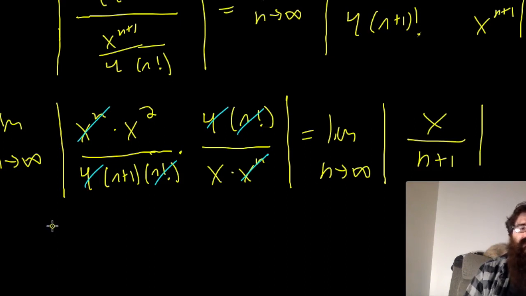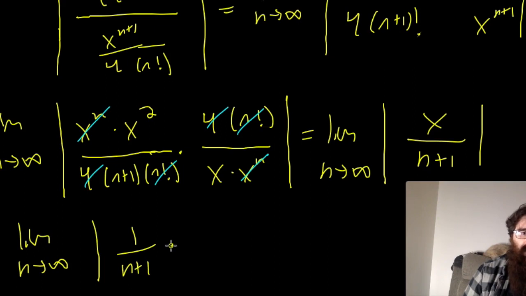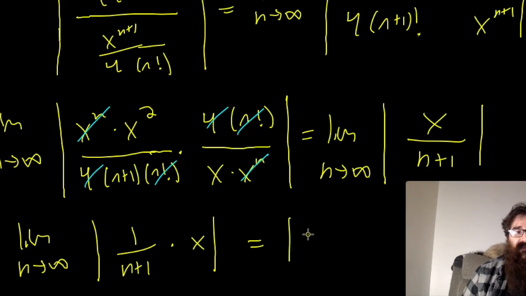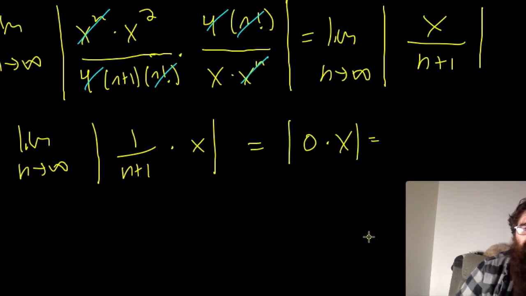And let me just write this a little bit differently. So we'll say this is the limit as n goes to infinity, absolute value of, we have 1 over n plus 1, and then times x. Now as n goes to infinity, n plus 1 goes to infinity as well. 1 over n plus 1 goes to 0. So this gives me absolute value of 0 times x, which gives me absolute value of 0, which is just 0. So I get 0 out for my result.